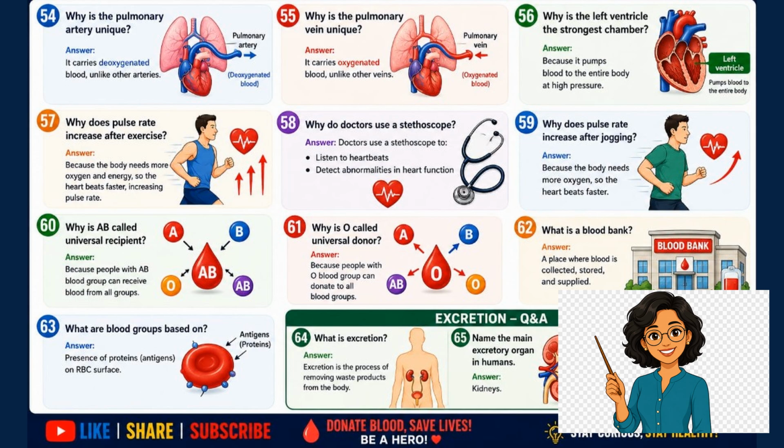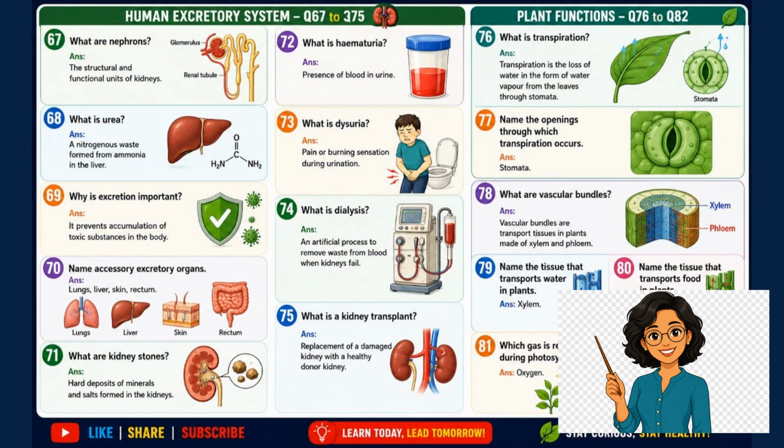What is urine? The answer is, a pale yellow liquid containing waste like urea, uric acid, and excess water. Big idea: the pulmonary artery is the only artery with deoxygenated blood, the pulmonary vein is the only vein with oxygenated blood, and excretion simply means removing waste. Final page. We will finish the excretory system and learn how transport works in plants.